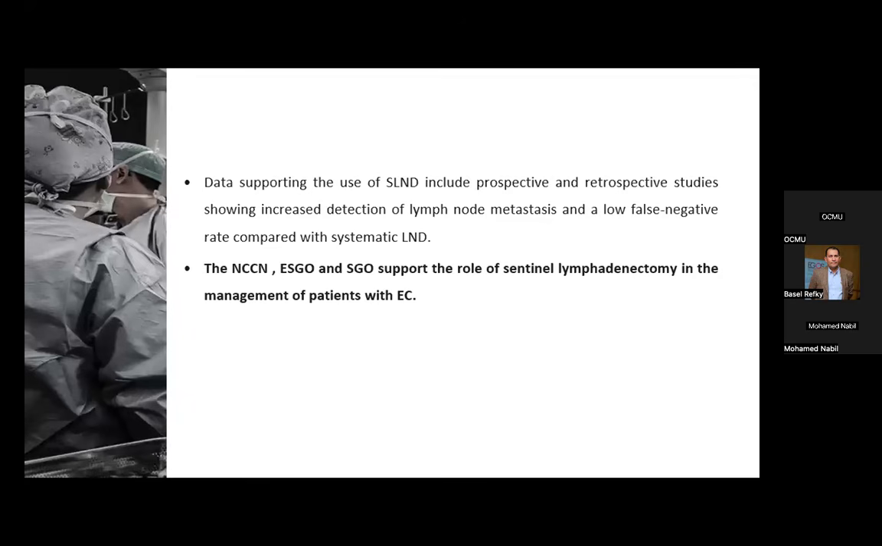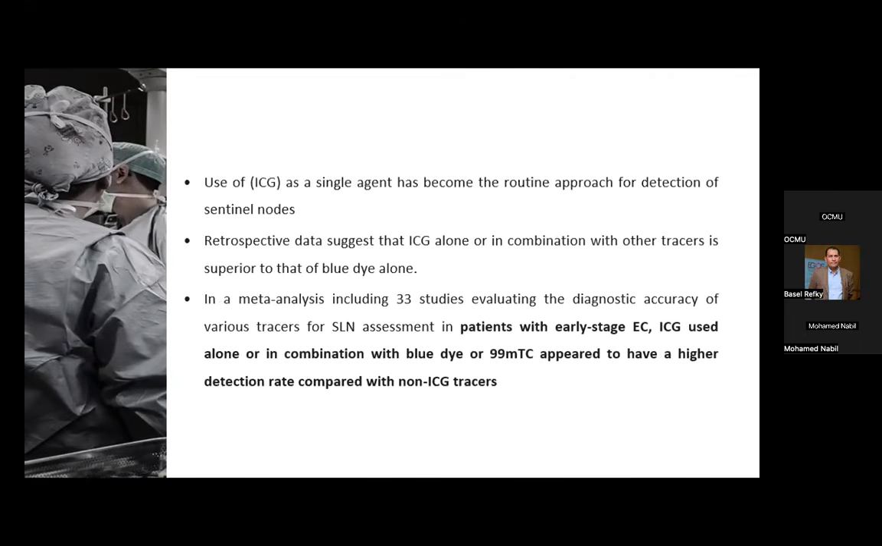Data supporting the use of sentinel lymph node dissection include prospective and retrospective studies showing increased detection of lymph node metastasis and a low false negative rate compared to systematic lymph node dissection. The NCCN and the SGO support the role of sentinel lymphadenectomy in the management of patients with endometrial cancer. We use ICG. Retrospective data suggests that ICG alone or in combination with other tracers is superior to blue dye alone. I think we tried this also here in our center. We tried the blue dye, and the results were not that good.